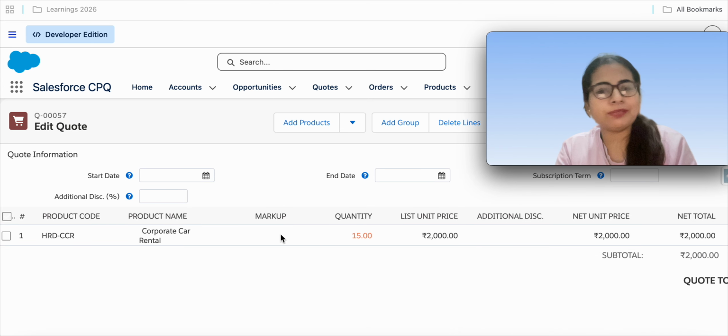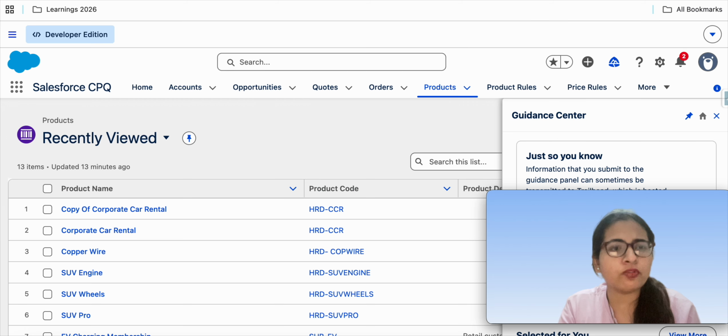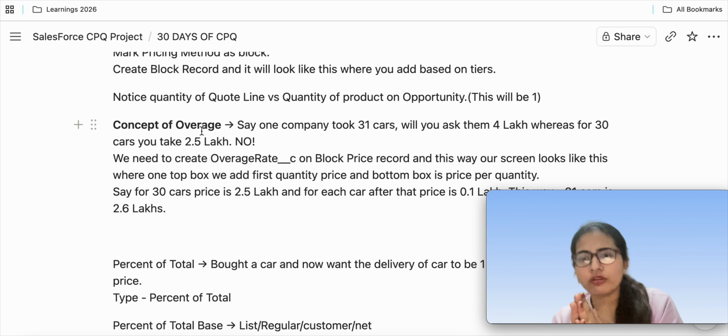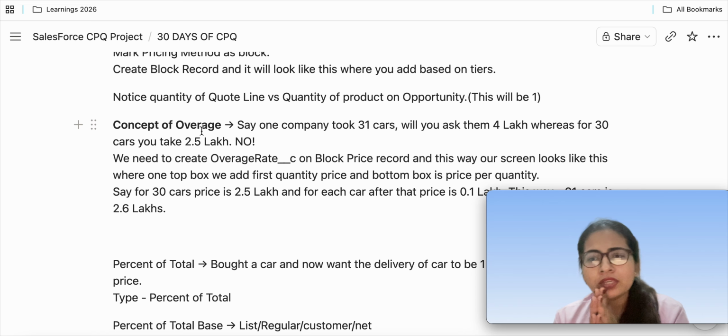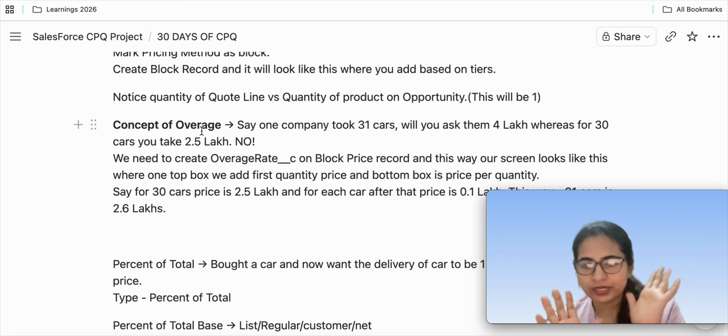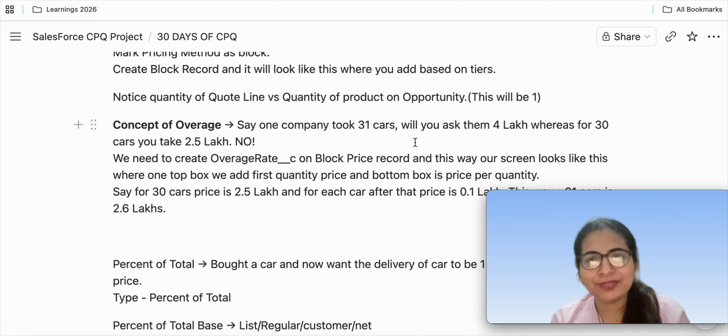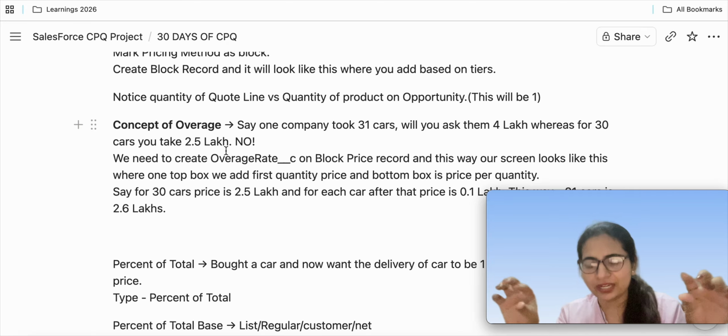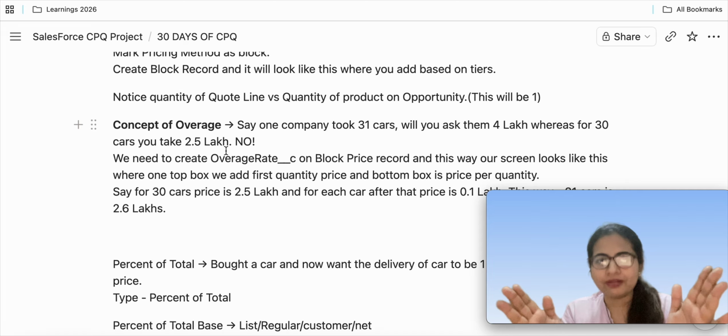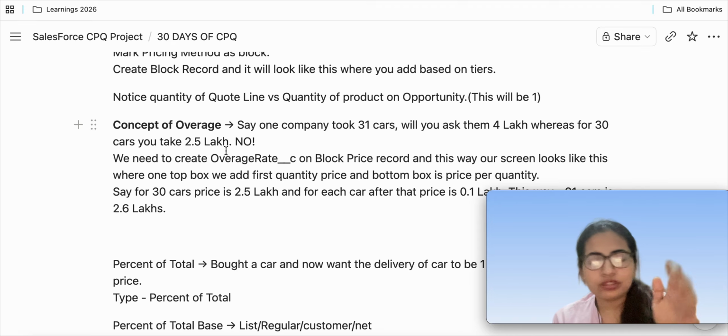I hope we are sorted with the block concept. There is one more important concept, which is the overage rate. Think of it this way: for example, there is a corporate, say ABC Consulting, and they only want one car. In this scenario, you are not going to charge them the entire amount that you charge for the entire tier from 1 to 10. It would not be fine that they pay the same amount for the first car versus the ninth car. So we have a concept known as overage rate.